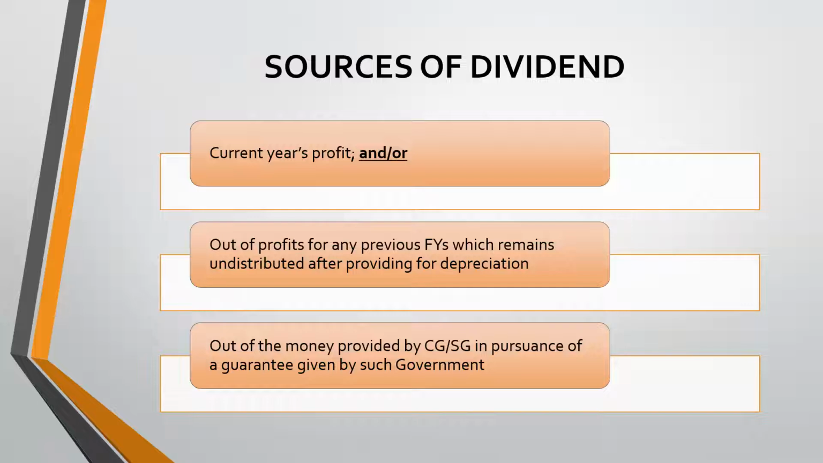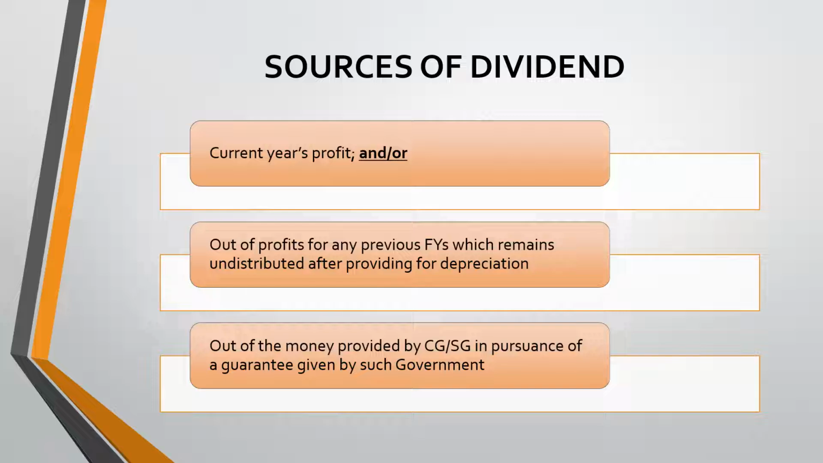Let me give an example here. Suppose a company has earned a profit of rupees 1,000 in the current year, and the accumulated losses of the previous year are rupees 100. And suppose the depreciation which was not provided in the previous year is rupees 200. So now the company will only be able to use rupees 700 for declaration of dividend, although the company may transfer any amount of profit to the reserves for declaring the dividend.